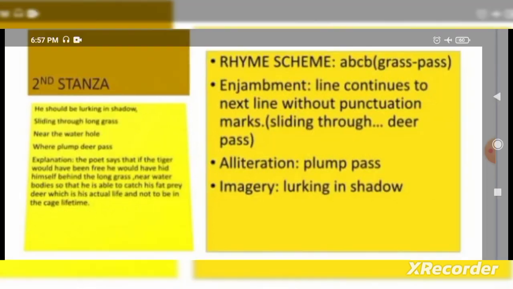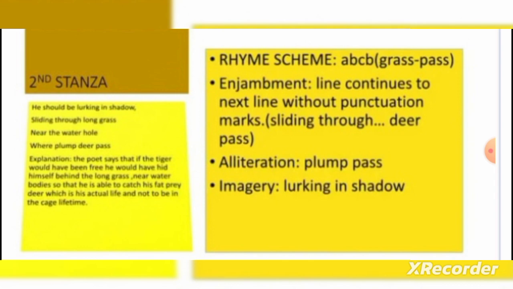The poetic devices used in this stanza: first is enjambment. Where is enjambment? Sliding through long grass, near the water hole where plump deer pass. So in the last 3 lines of the stanza, no punctuation mark has been used. Next is alliteration. Alliteration is the repetition of the same consonant sound at the start of two or more consecutive or nearby words. Here we find alliteration in plump, pass, the repetition of the consonant sound p.